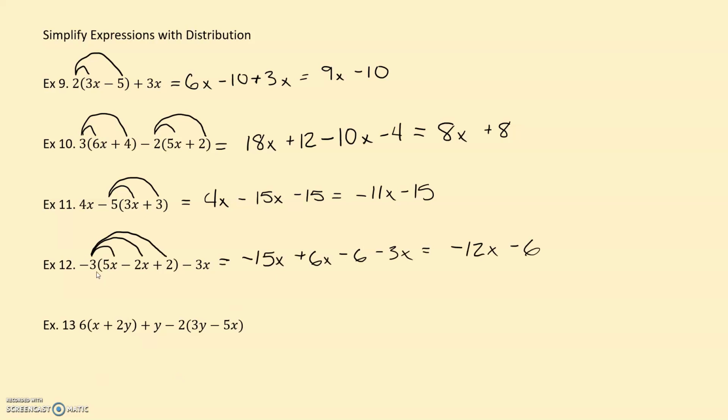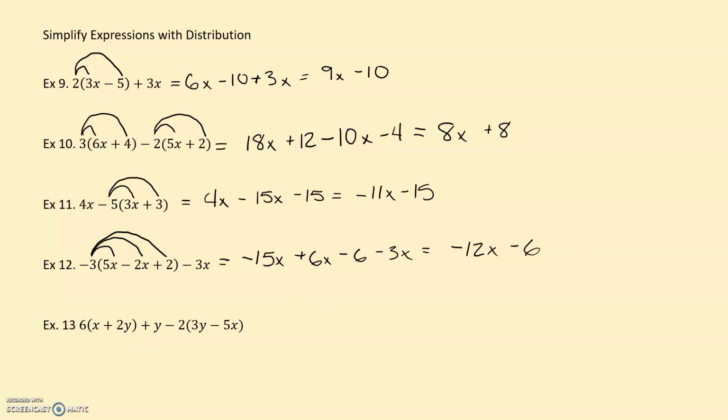For this next one, the negative 3x needs to be distributed to all three terms in this expression. And then the negative 3x out here just stays by itself, does not get distributed anywhere. It's not being multiplied by anything. So negative 3 times 5x is negative 15x. Negative 3 times 2x is negative 6x. Negative 3 times 2 is negative 6. And then we have a minus 3x.